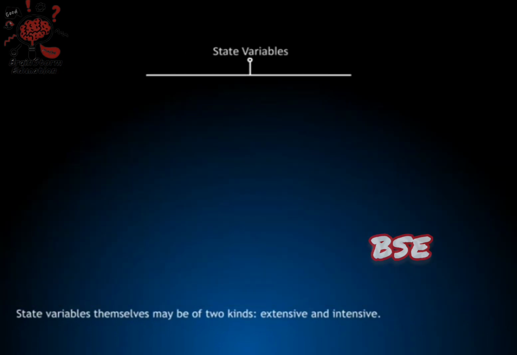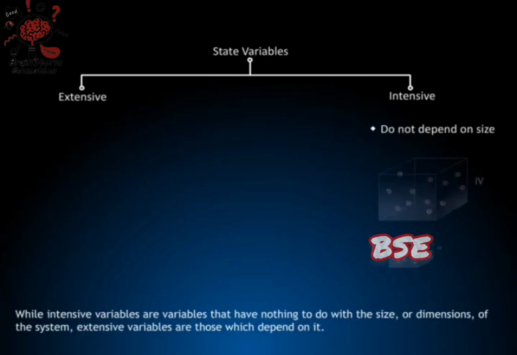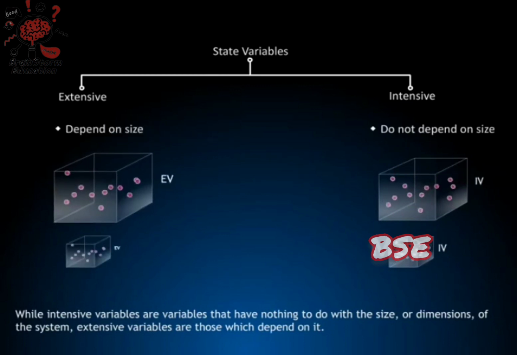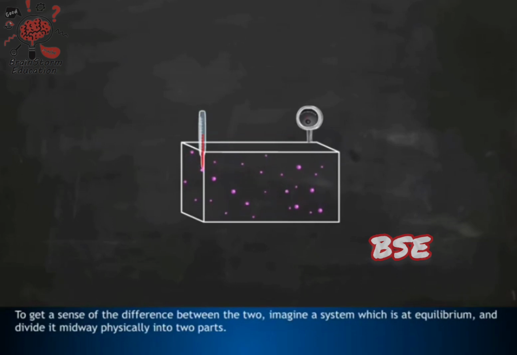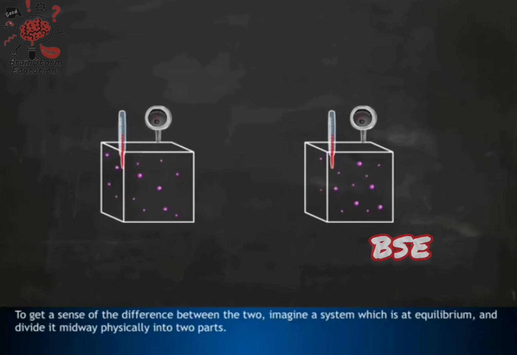State variables themselves may be of two kinds, extensive and intensive. While intensive variables are variables that have nothing to do with the size or dimensions of the system, extensive variables are those which depend on it. To get a sense of the difference between the two, imagine a system which is at equilibrium and divide it midway physically into two parts.